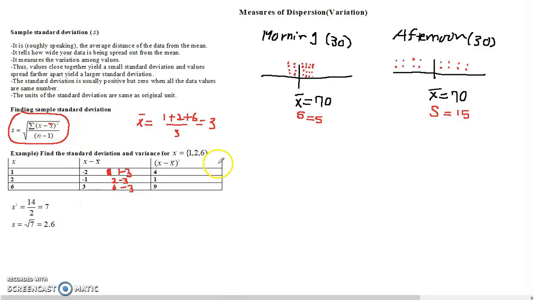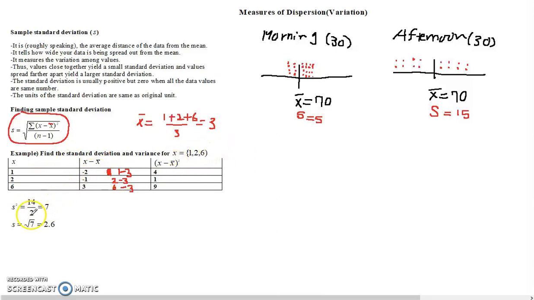Then we have to square. First find the difference between the actual score and the sample mean, then once we find the difference, we square them. So minus 2 squared, we get 4. Minus 1 squared, we get 1. And 3 squared, we get 9. Then we add them all up. That's what the sigma means. So 4 plus 1 plus 9, we get 14. Then n is equal to 3 because we have 3 elements here.